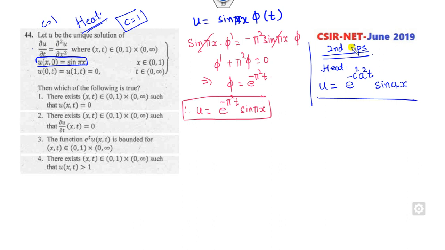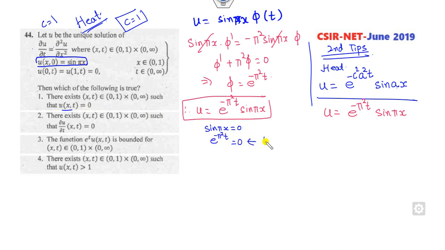So how can you write the solution for this case? It is sine of pi x, so e raised to power minus pi square t. You can see the same solution. Now you can check your answers to see which one is satisfied. First one is u of t is 0. When will it be 0? It will be 0 only when sine of this is 0 or this is 0.